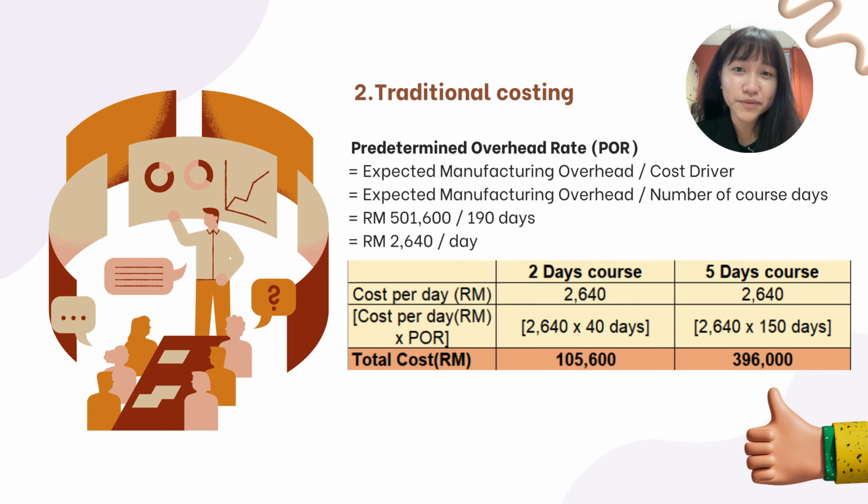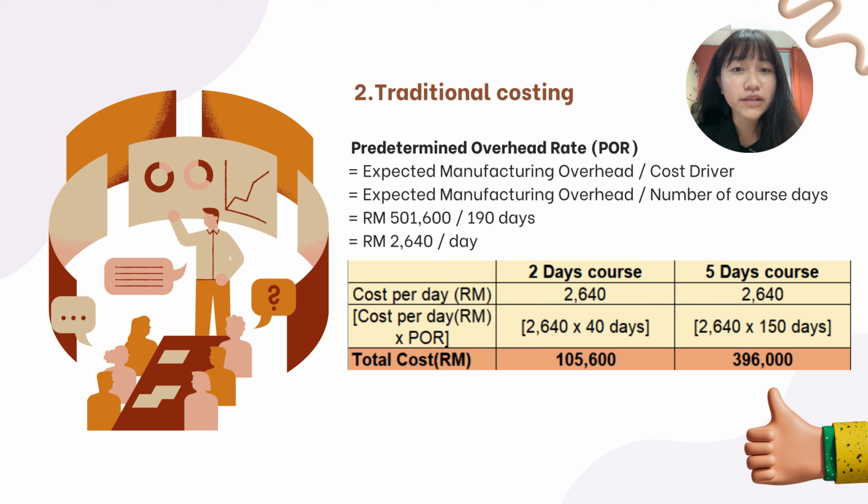So, in order to compare the cost using the activity-based costing method and the traditional costing method, we now have to find the cost using the traditional costing method. First, we have to find the predetermined overhead rate using the formula of expected manufacturing overhead divided by the cost driver, which is the number of course days in this case. At last, we'll get a predetermined overhead rate of 2,640 ringgit per day. After that, we'll multiply the predetermined overhead rate by the number of days for the 2-day course and the 5-day course to find the total cost for each service line.